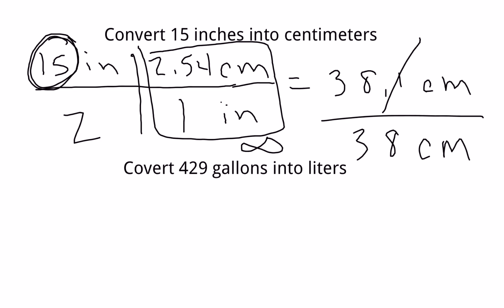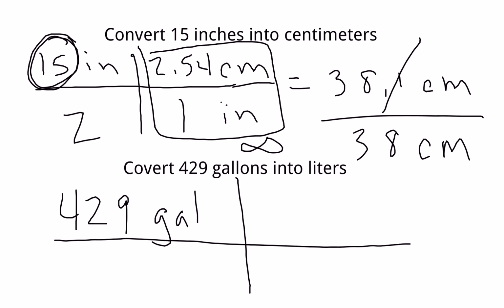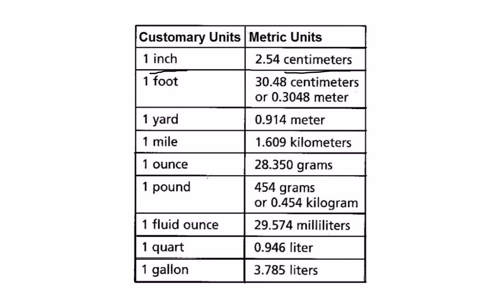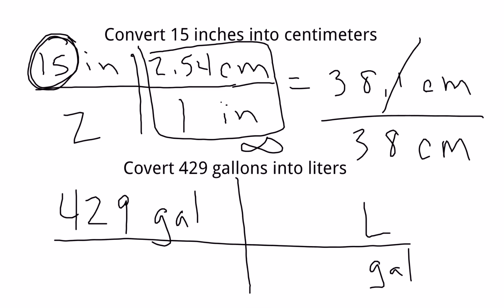So to wrap up here, let's try one more. Alright, 429 gallons. So that's a large amount of liquid. Our metric unit for liquid, hopefully you realize, is liters, and that's what we're putting it into. Gallon. So again, you have to figure out which one is larger. We go back to our table here, and for gallon, you see 1 gallon is 3.785 liters. So the gallon is larger. There's 3.785 liters in every 1 gallon.